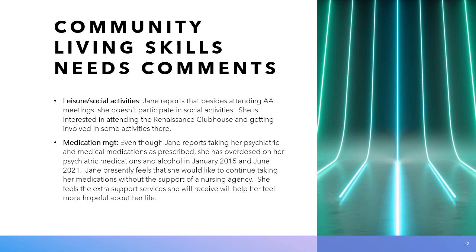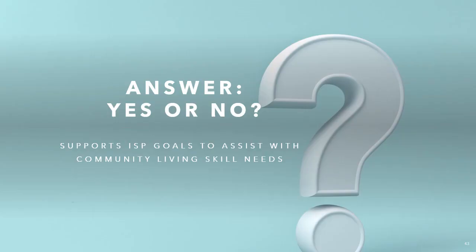Medication management. Even though Jane reports taking her psychiatric and medical medications as prescribed, she has overdosed on her psychiatric medications and alcohol in January 2015 and June 2021. Jane presently feels that she would like to continue taking her medications without the support of a nursing agency. She feels the extra support services she will receive will help her feel more hopeful about her life. Supports ISP goals to assist with community living skill needs. Yes.